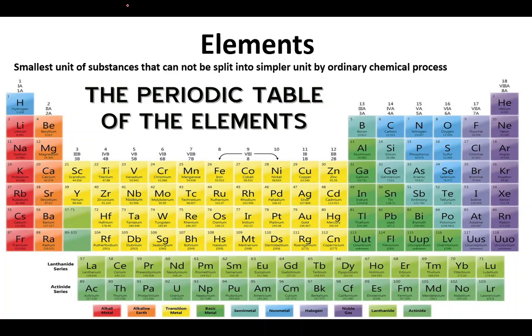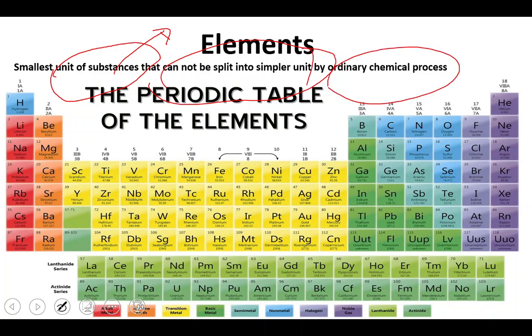So let's begin. What is an element? An element is the unit of substance. Substance in this case refers to a compound, because a substance is a state of matter that cannot be split into simpler units by ordinary chemical process. So these are the three phrases that are very important to this definition.